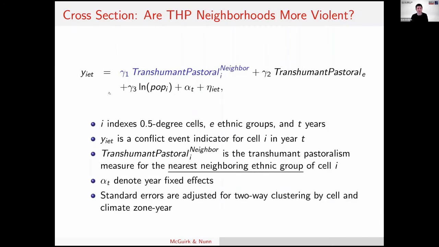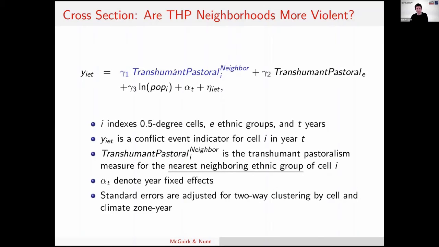So here we're just asking a very simple question in the cross-section. We're asking if transhuman pastoral neighborhoods are more violent. So is there more violence in an area beside a transhuman pastoral ethnic group? The outcome variable here is our incidence for conflict in cell I in ethnic group E at time t. This is our main treatment variable for this associational cross-sectional regression.